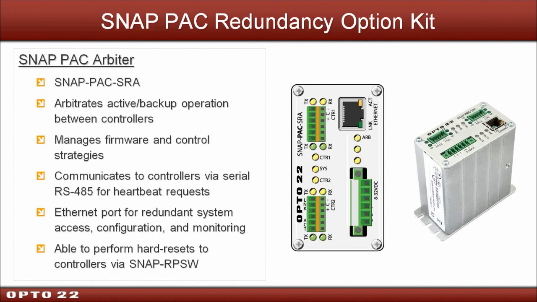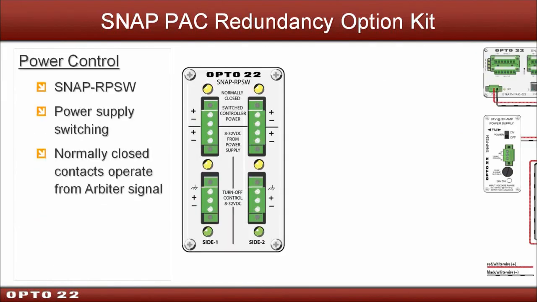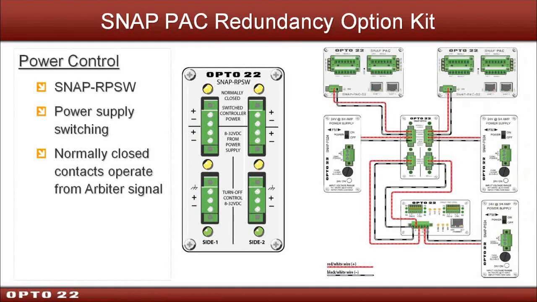And finally, the arbiter allows a method to reset the controllers. For example, if you upgrade firmware in an Opto 22 controller, one of the next steps you need to do after the firmware has been installed is to reboot the system. So the arbiter has a capability of doing that through the SNAP RPSW, which is the remote power supply switcher. Now, this isn't a power supply. It's simply a power supply switcher.